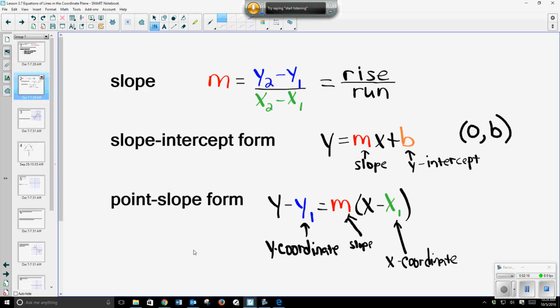Point-slope form of the equation of a line: y minus y sub 1 equals m times (x minus x sub 1). You do have to have parentheses around the x minus x sub 1, or it's wrong. It would be a different line. M is the slope. Y sub 1 and x sub 1 would be the point that you plug in, your x coordinate, your y coordinate.